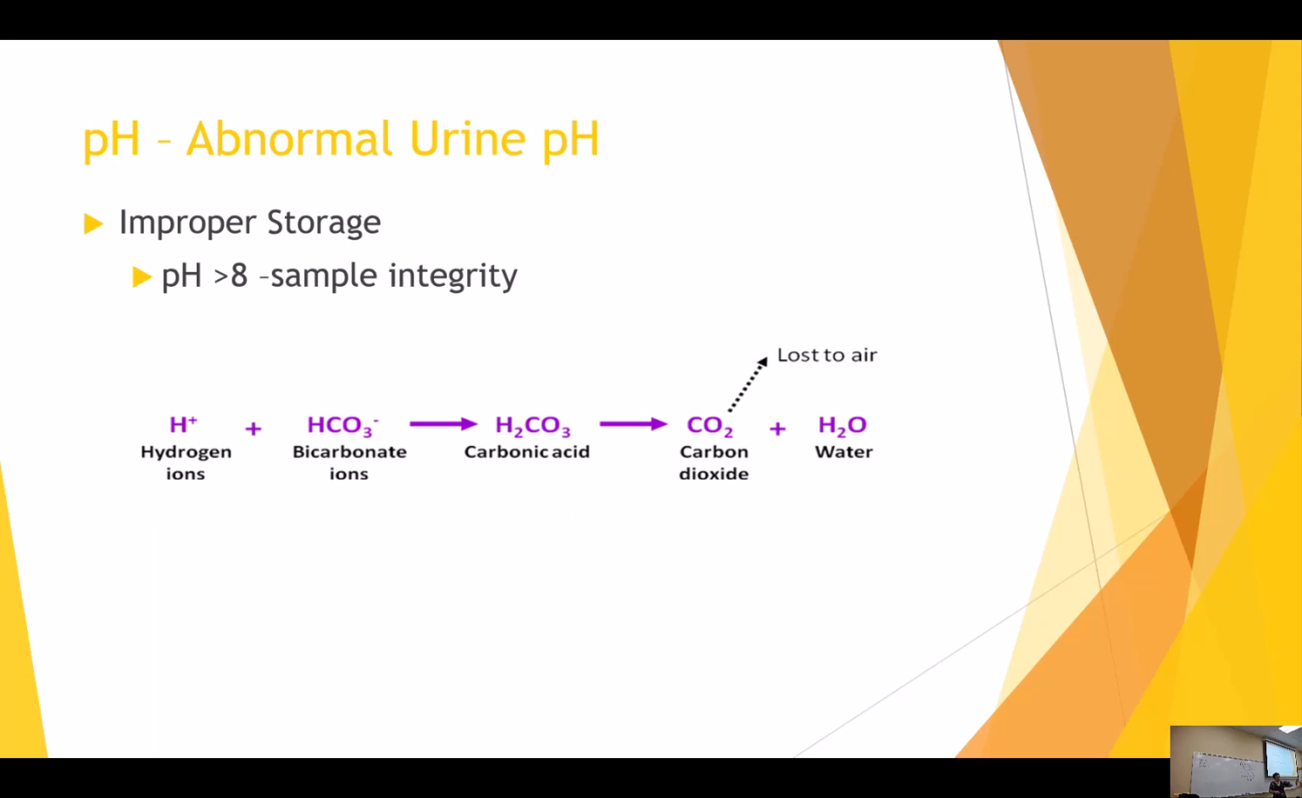So, pH. One of the reasons we test for pH is anytime you see a pH of greater than 8 in a urine, we kind of wonder about what type of integrity we're dealing with. What was the sample integrity? Because as urine sits at room temperature, the bacteria start multiplying and the pH starts going up. So anytime you have a pH of 8, the best course of action is to ask for a recollect, question the sample integrity.